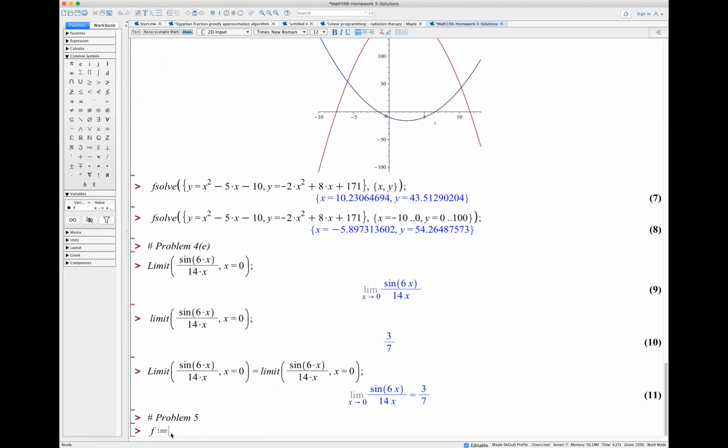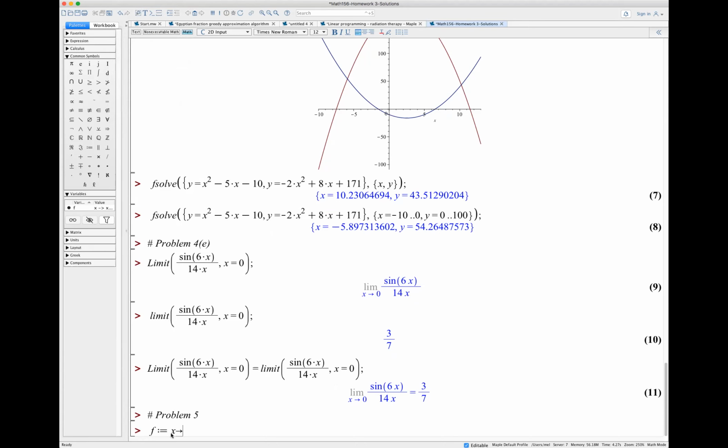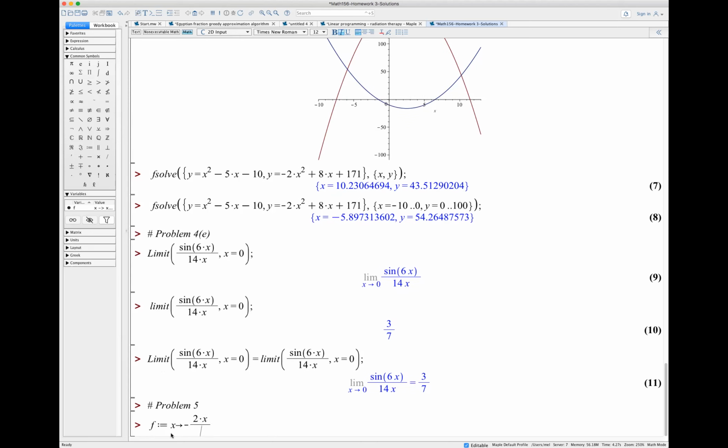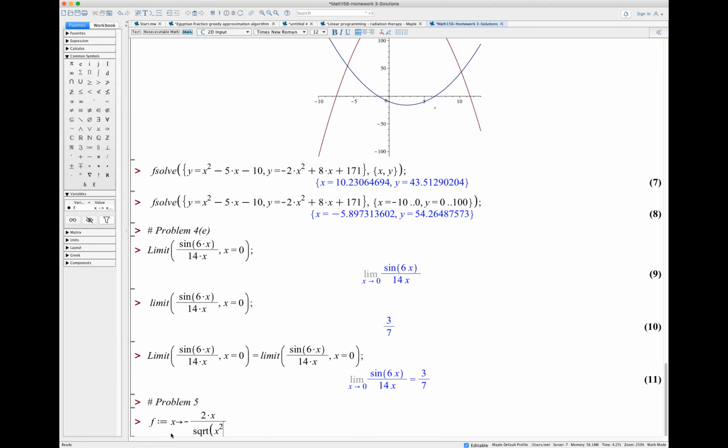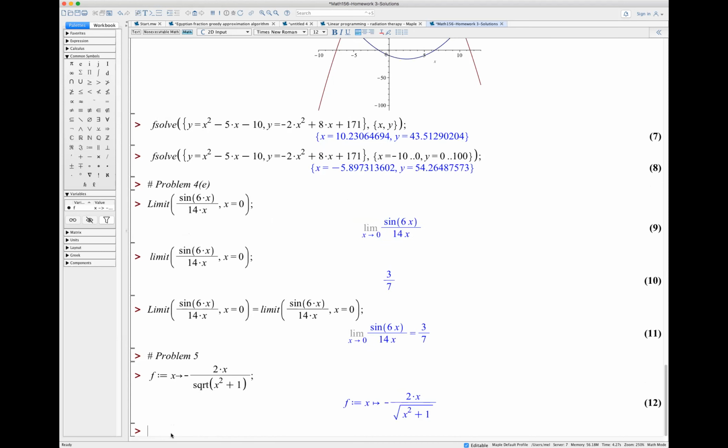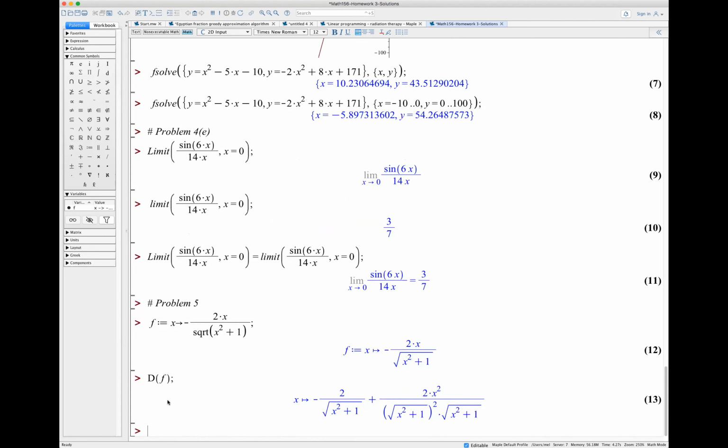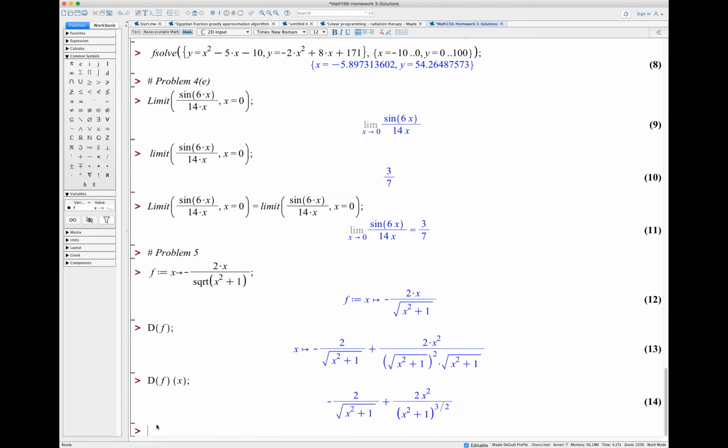Suppose we have the function x goes to -2 times x divided by the square root of x squared plus 1. And the simplest command for the derivative of the function is capital D. Capital D of f is this function, x goes to this. Or sometimes it looks prettier if you write capital D of f of x is that. That's the derivative. And the others are very similar.